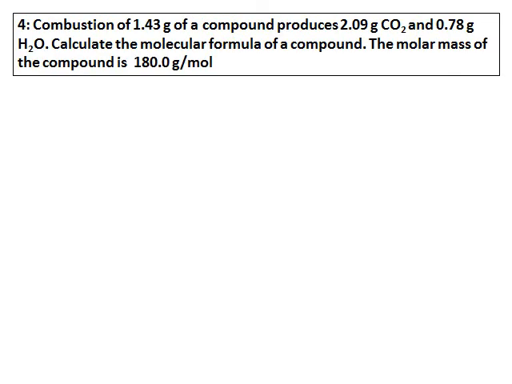Now it's a combustion question. Combustion of 1.43 gram of a compound produces 2.09 gram of carbon dioxide and 0.78 gram of water. Calculate the molecular formula of the compound. The molar mass of the compound is also given to you. In this case, the amount of carbon, oxygen or hydrogen is not given to you, but only the combustion data is given.